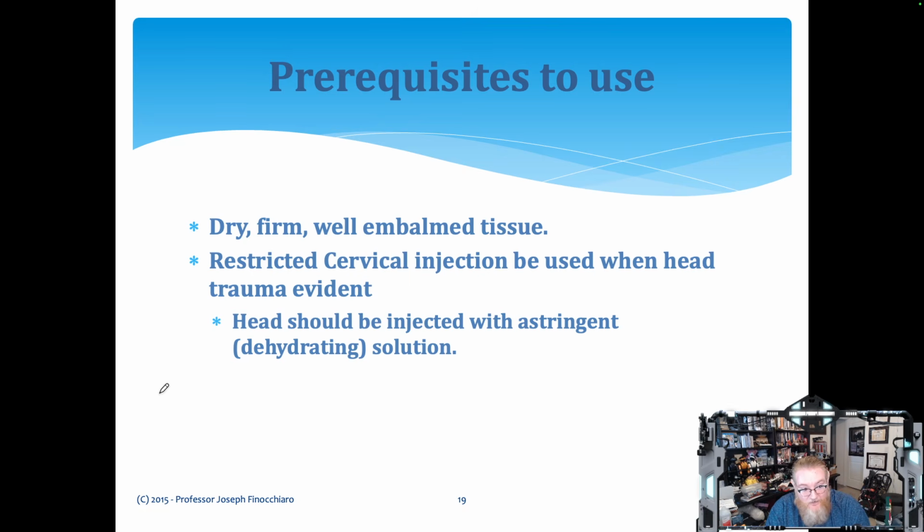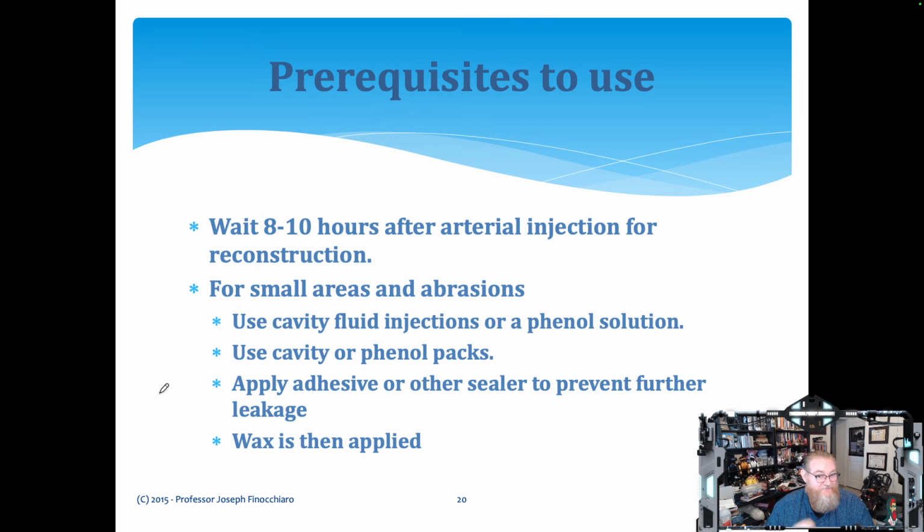If you have head trauma, restricted cervical injection is useful. If you are unfamiliar with restricted cervical injection, jump over to the embalming playlist and learn about some injection techniques. But suffice to say, restricted cervical means you are injecting the head separate than the body, and you'll be using both carotid arteries to accomplish that. And it says the head should be injected with an astringent or dehydrating or strong solution. You want the head to embalm well, and you might have to do that with a minimum amount of fluid.